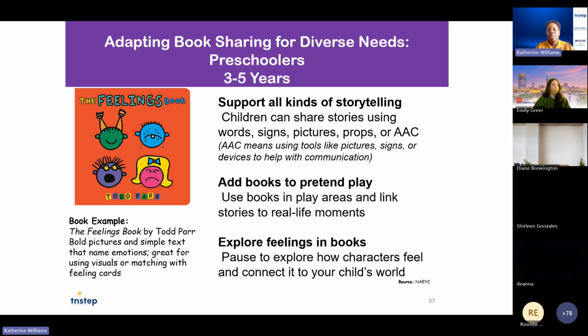You also can bring in matching feelings cards, or if you don't want to bring that in, you can use your face and they can copy your facial expressions and things like that.